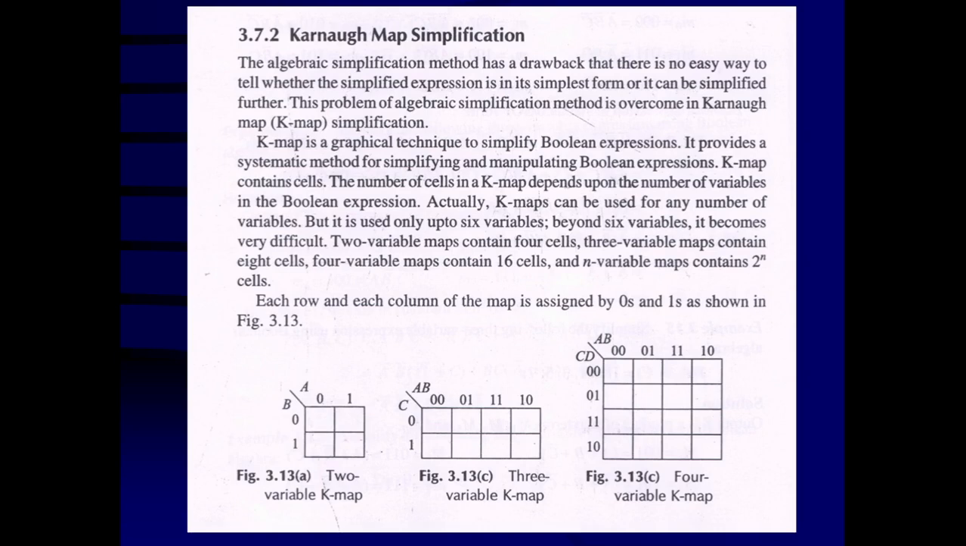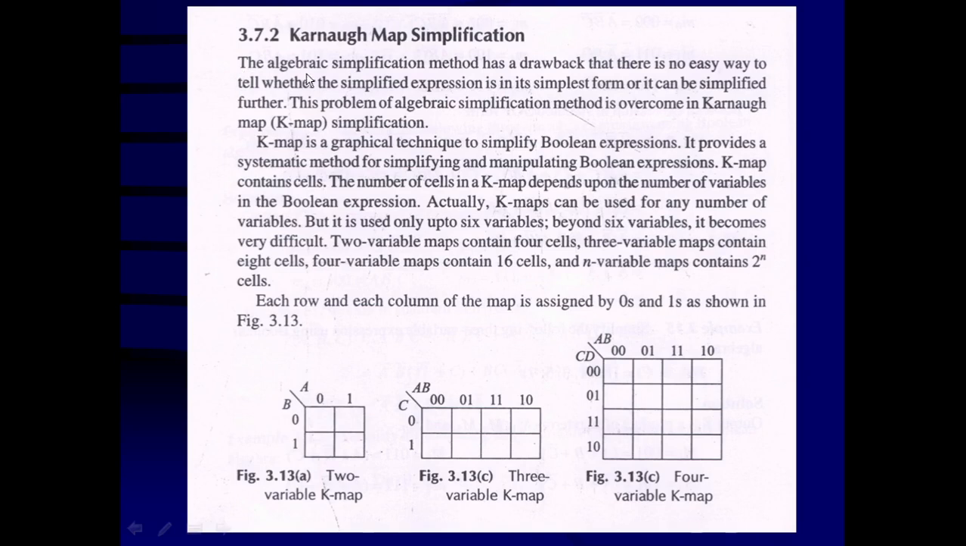Normally, the Carnot map method is possible for n number of Boolean variables. But as the number of Boolean variables increases, the method becomes more and more complicated, and it is going to be difficult. So normally up to the 6th variable, this Carnot map method is utilized. For more than 6 variables, this method becomes more and more difficult, and people do not prefer it. So we are reading this one.